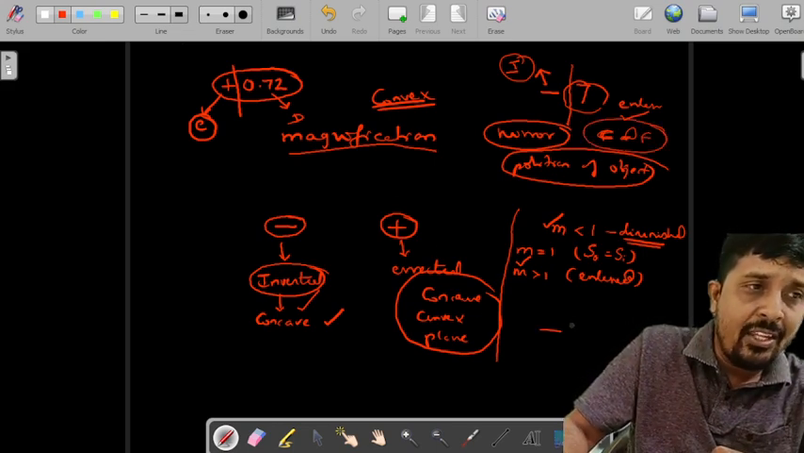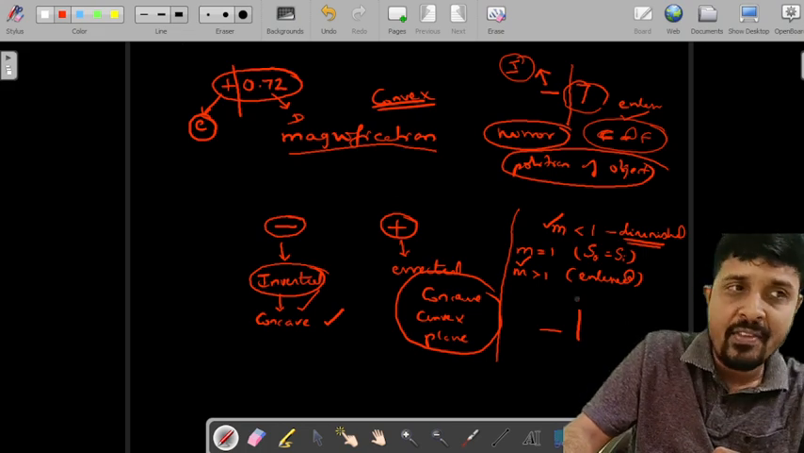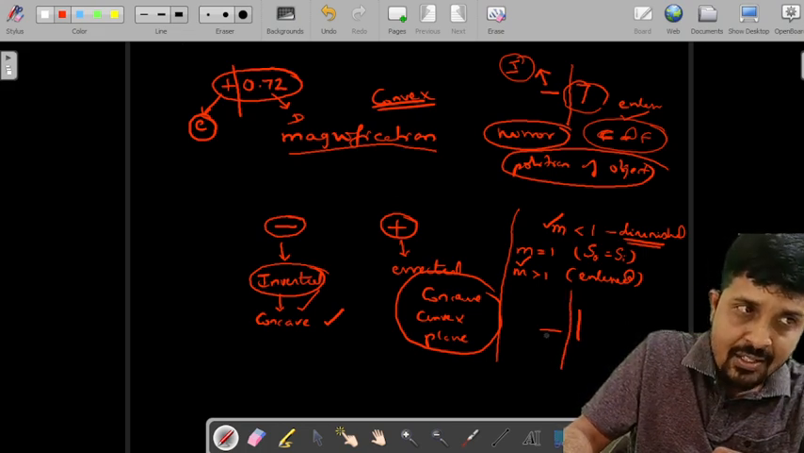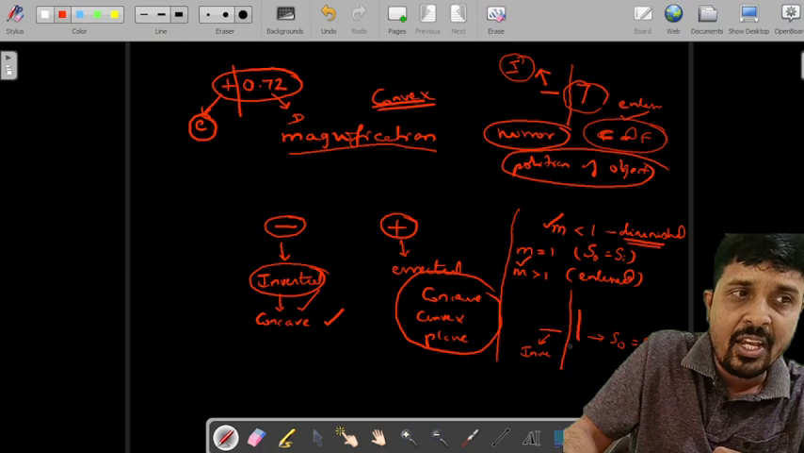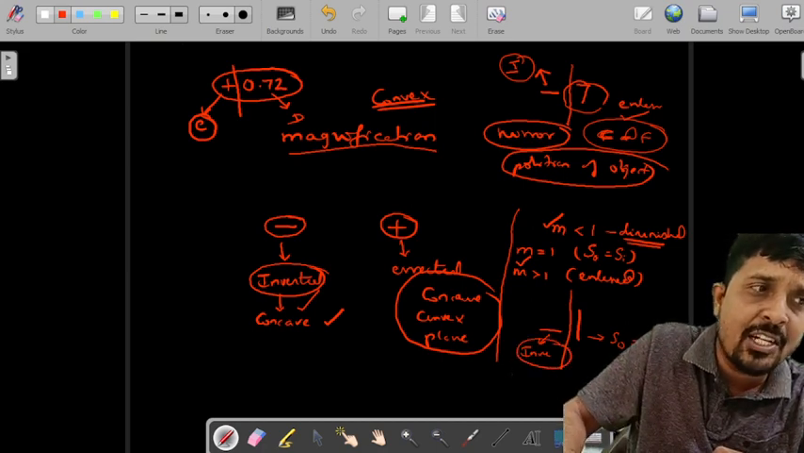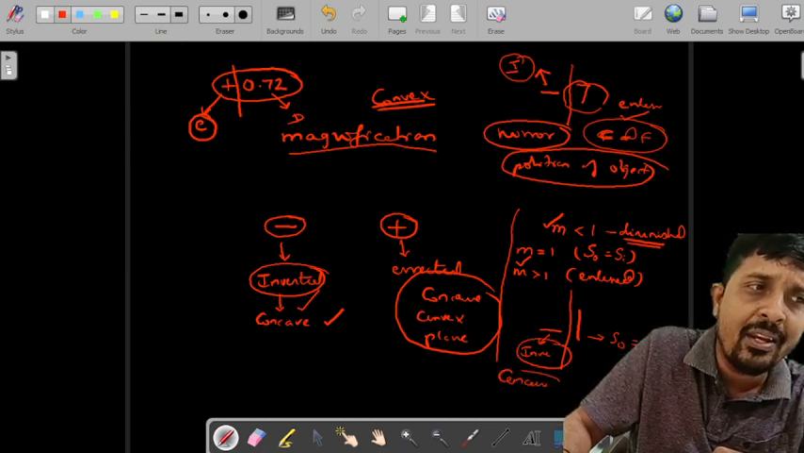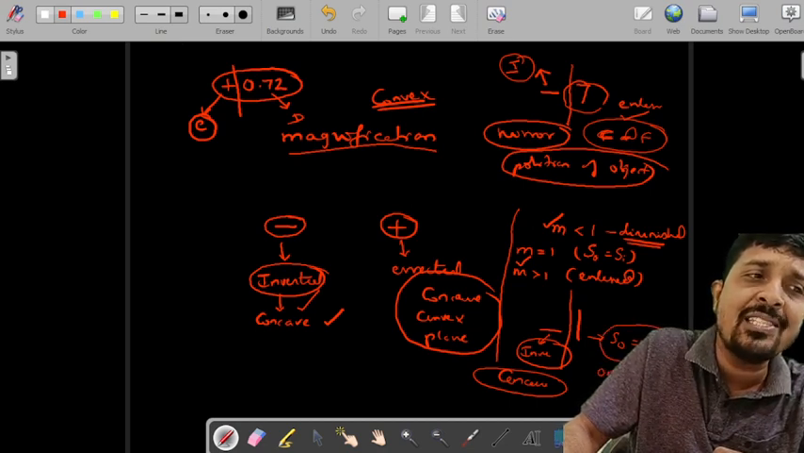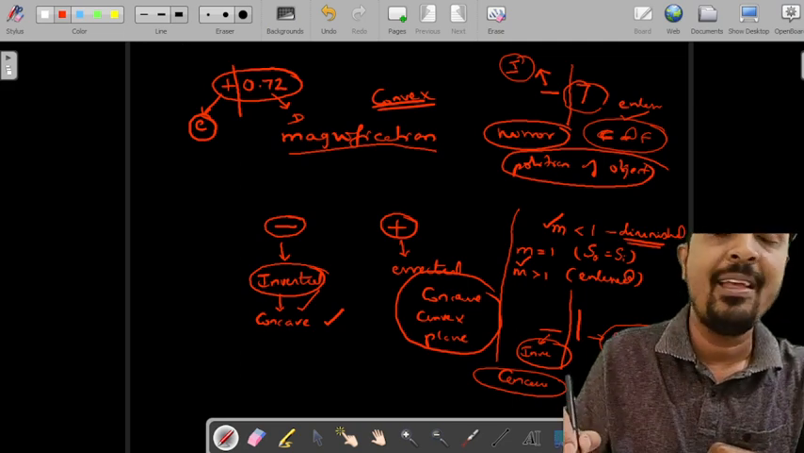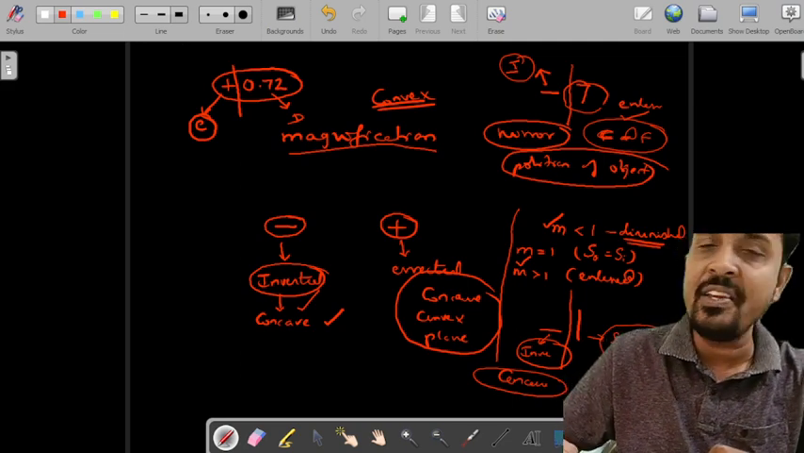Okay, I'll give you another question. -1. You have to divide it into two parts, symbol and number. Minus means inverted. 1 means the size of the object is equal to the size of the image. So inverted means that should be concave mirror only. And the size of the object being equal to the size of the image is possible only when the object is placed on C. That's why our answer is very clear.